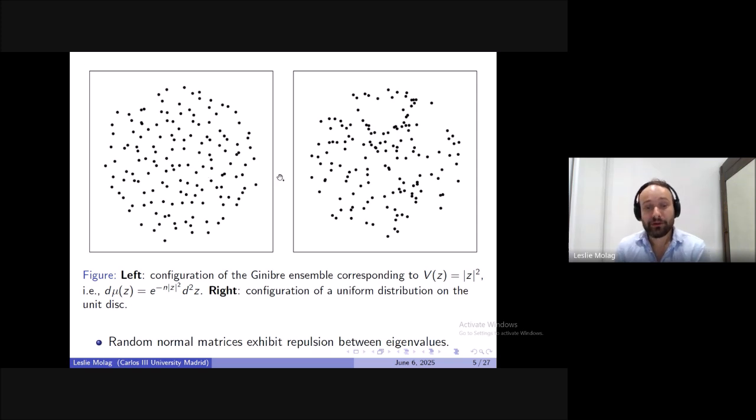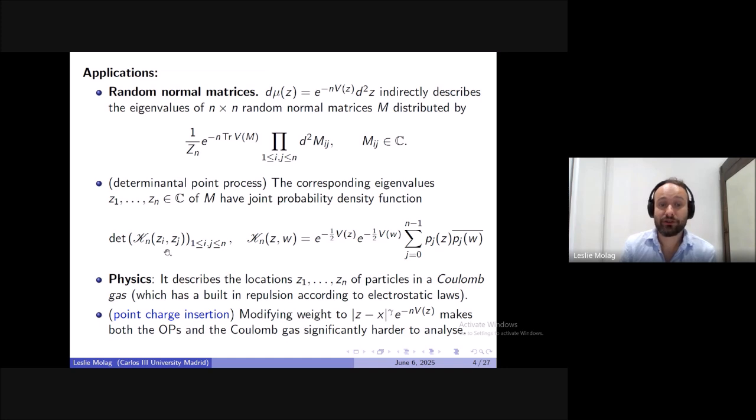There is a reason for that, and that's that there is a sort of built-in repulsion in these types of models. That's because of this determinantal structure. Imagine if, for example, z1 and z2 are close to each other, then the first and second column of this matrix are very similar, and that means that the determinant is close to 0, so the probability is close to 0. So there is a repulsion built into these systems.